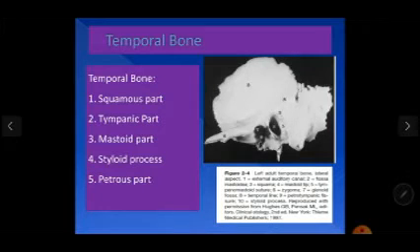You know that the inner ear is lodged in one of these parts of the temporal bone. As you know, the temporal bone has got a squamous part, which is this portion. This is the squamous part. Then you have the tympanic part of the bone and the mastoid part. Then you have the styloid process and the petrous part of the temporal bone, which you cannot see from this view.